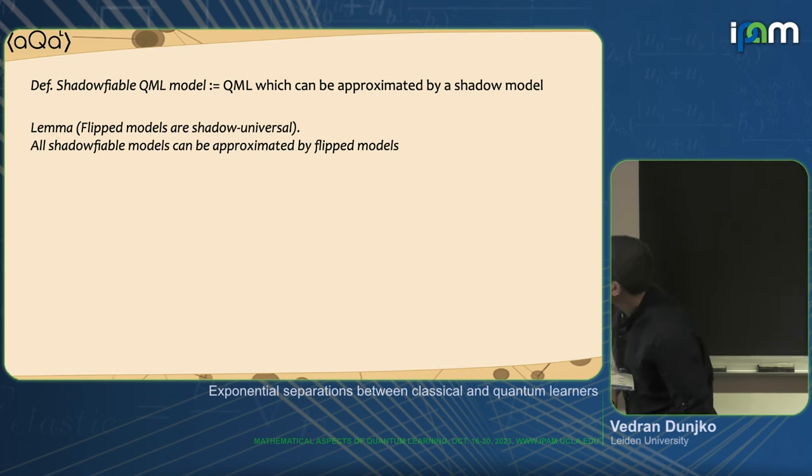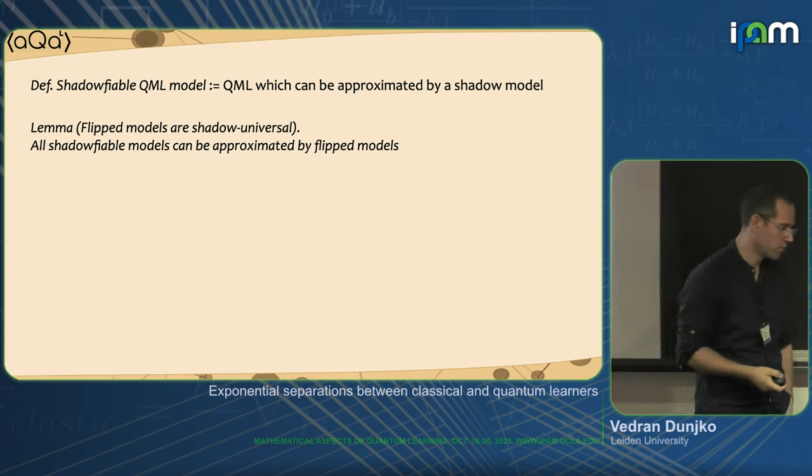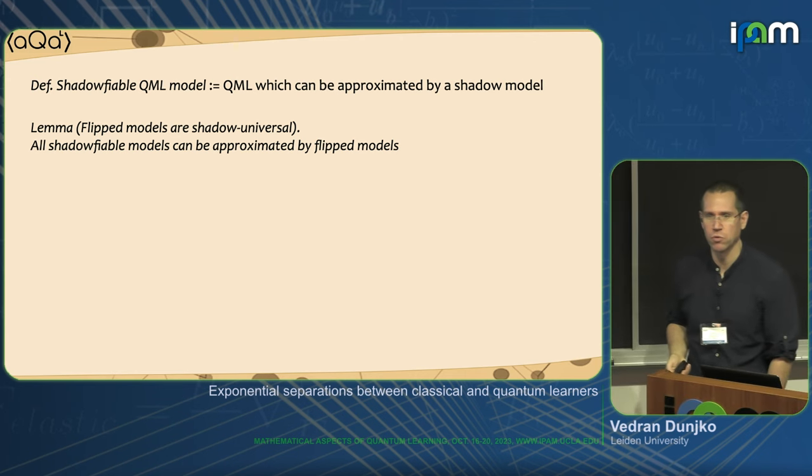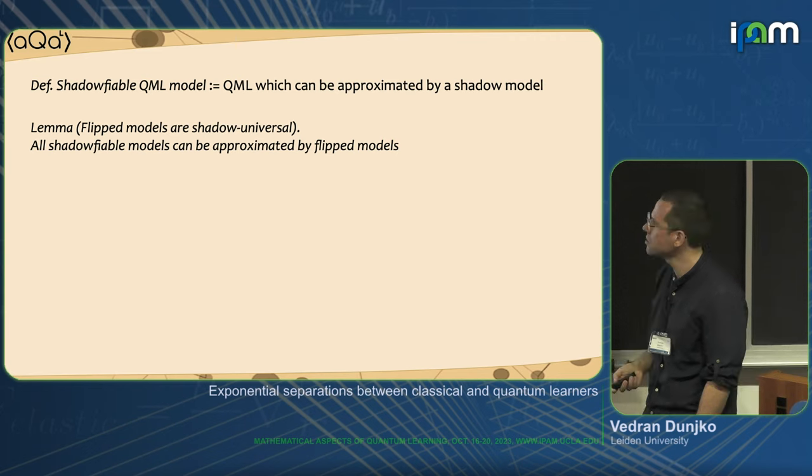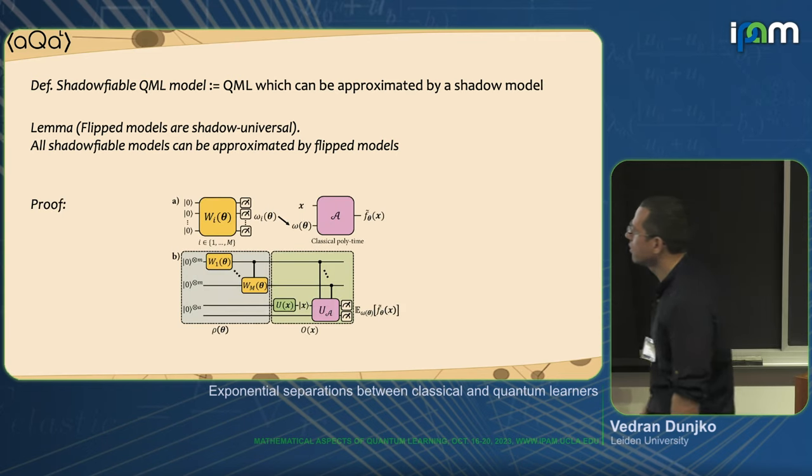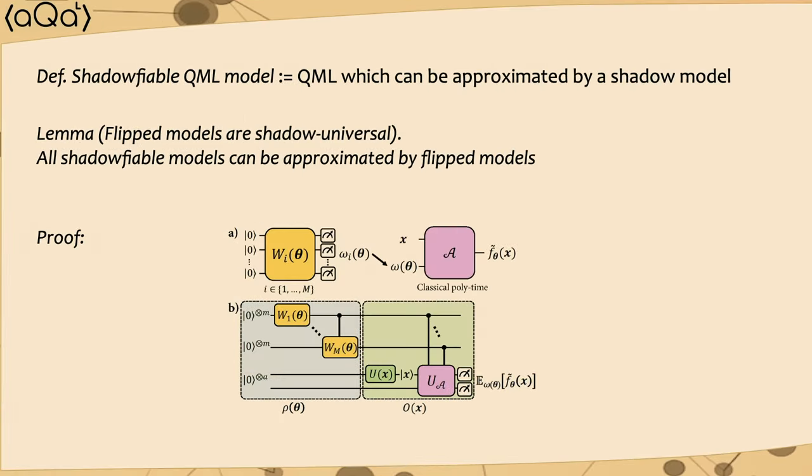And now the first result is that flipped models are shadow universal, meaning every shadow model corresponds to a flipped model. They capture everything there is. And here's the proof, right? This was the shadowing phase. I just make everything coherent. And this is a flipped model. It has things which depend just on the thetas here and just data here. It's a very simple proof.